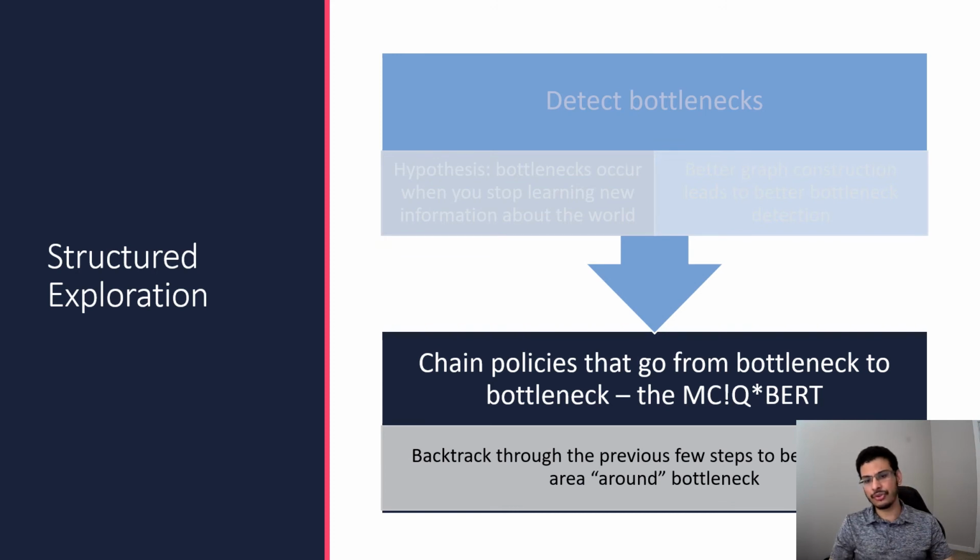So this brings us to the second bit of structured exploration. So we figured out how to detect the bottleneck, right? It's basically the stage that we see earlier where our score has plateaued and we're learning no more information about the world. So what happens now? What happens now is that we take the policy that got us to this bottleneck and we start backtracking by restarting exploration from areas explored before the detected bottleneck. And I'll illustrate this with an example.